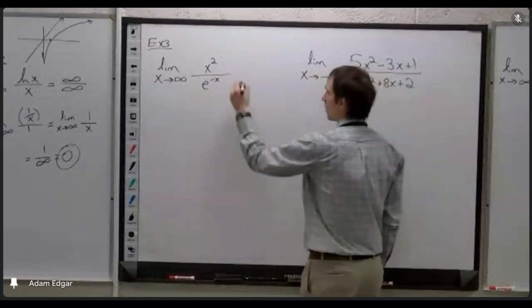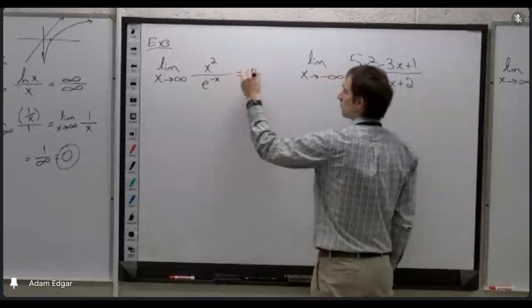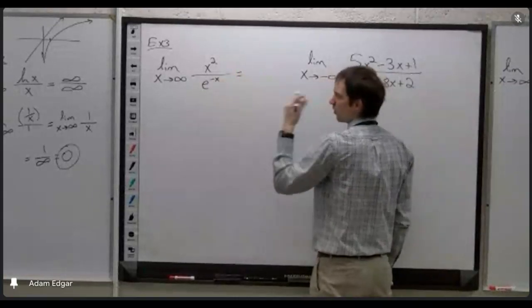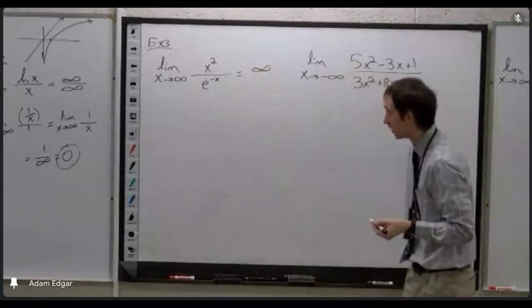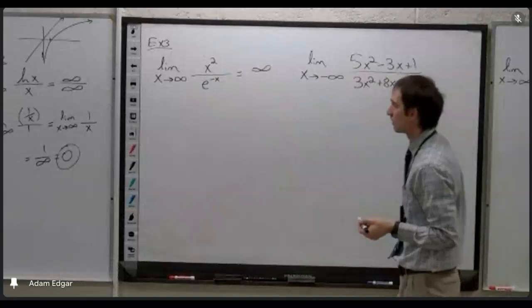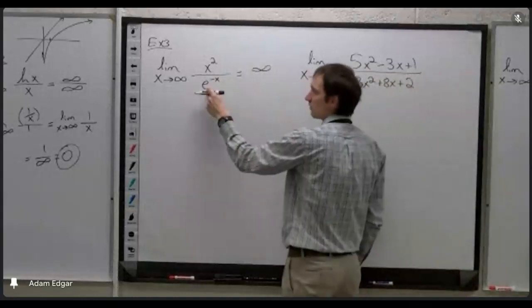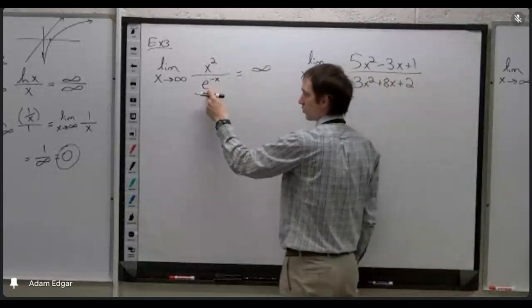And what's the numerator? X squared. If you do infinity squared, what do you get? Infinity, like super infinity. So it's infinity. In the denominator, it might be easier to think of e to the negative x as what?